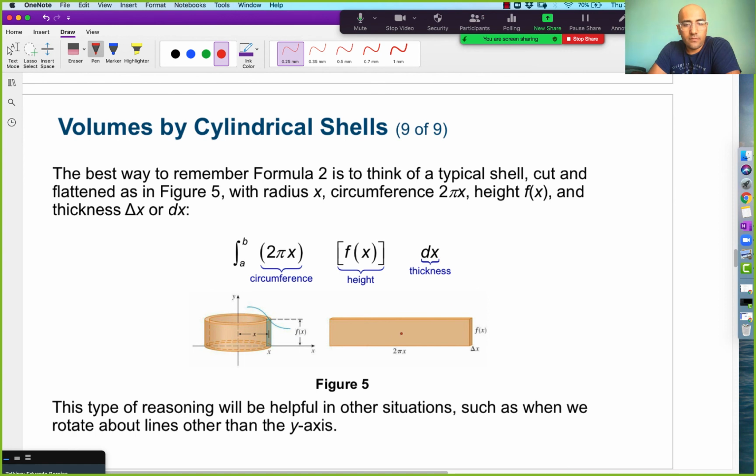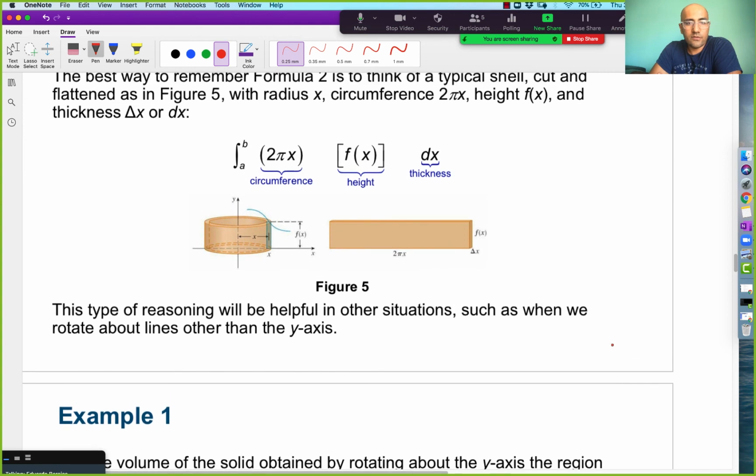Okay, so in general, there's a nice little graphic of slicing it and rolling it out. The length here is equal to the circumference of this guy, that's 2 pi x. And then the delta x is the width of this guy. And then the height is going to be the value of f of x. So this little formula here will give us the formula we need for the cylindrical shells method to find the volume of something. Any questions?